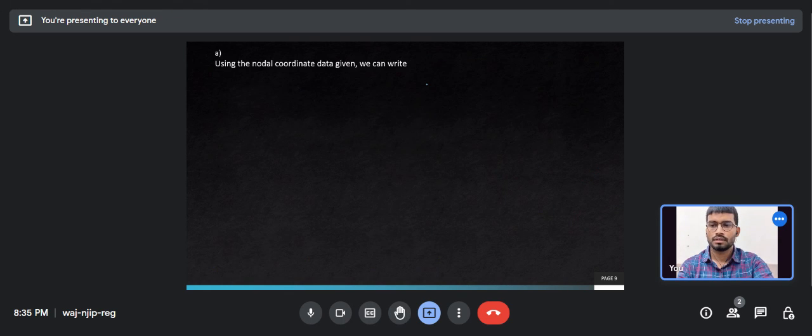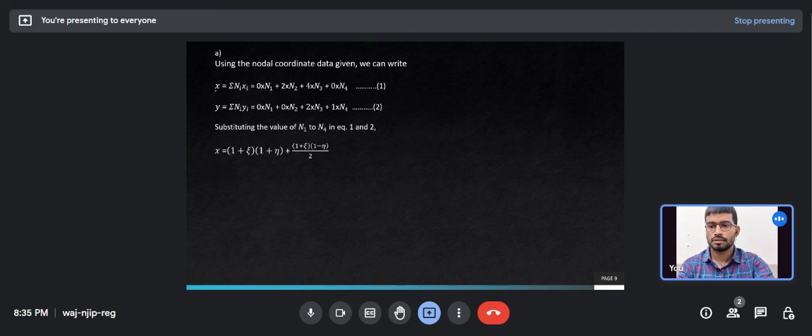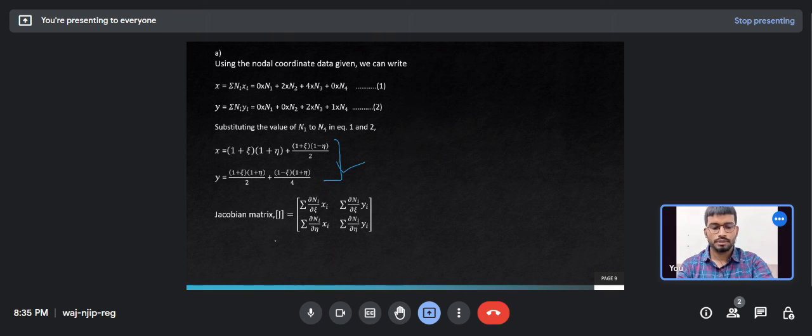Once we know the shape functions, we can do the mapping by using the isoparametric mapping. As we have done in the previous lecture, we will substitute the values of N1, N2, N3, N4. That will give us x in the form of eta and zeta. Similarly y also. And once we get these mapping functions, we can easily determine the Jacobian matrix. We solved this problem in the previous sessions. Calculating the derivative of x with respect to zeta and eta, and the derivative of y with respect to zeta and eta, will give you the elements of the Jacobian matrix.